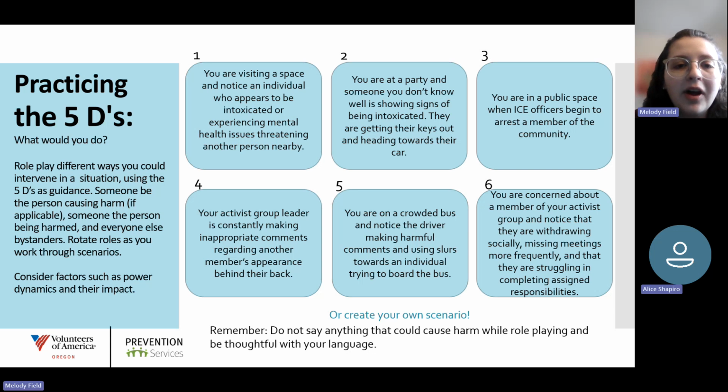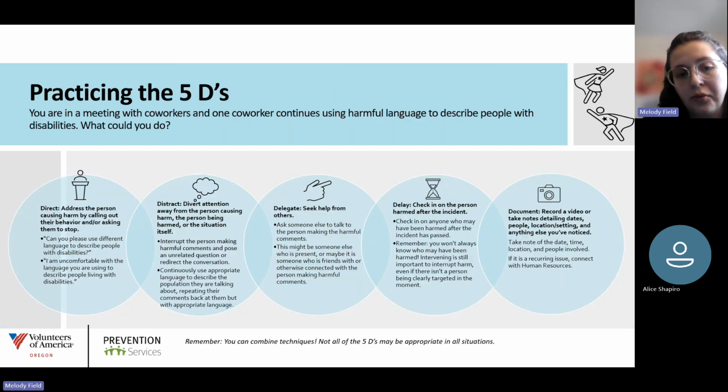I know that there was a focus on having an interest in ICE events. One of the scenarios is you are in a public space when ICE officers begin to arrest a member of the community. Would you like to work through that one? Okay, that would be fine. Do you have any initial responses, just hearing that scenario, using the 5Ds? I can also remind you what they are.